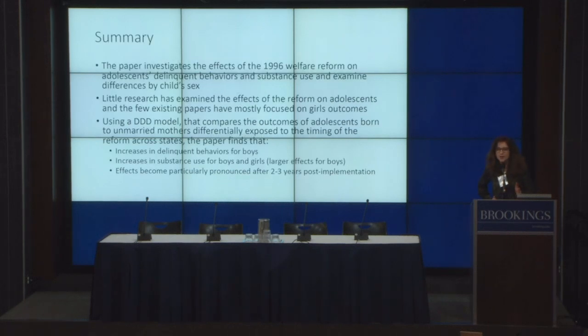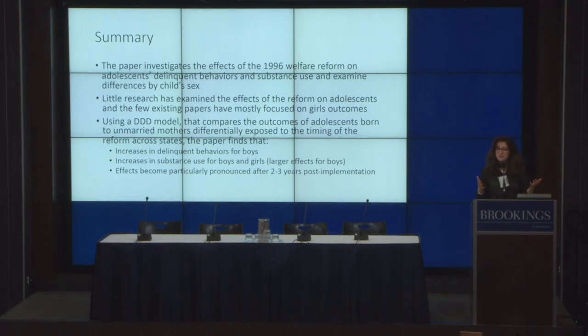So let me do a very brief summary of what the authors did. They investigated the effects of the 1996 welfare reform on children's and adolescents' outcomes, delinquent behavior, and substance use, and they were particularly interested in examining differences by child sex. So they did a very thorough literature review of what previous studies have analyzed, and very little has been said about adolescents' outcomes, and in particular boys. So this paper helps to close that gap in the literature.